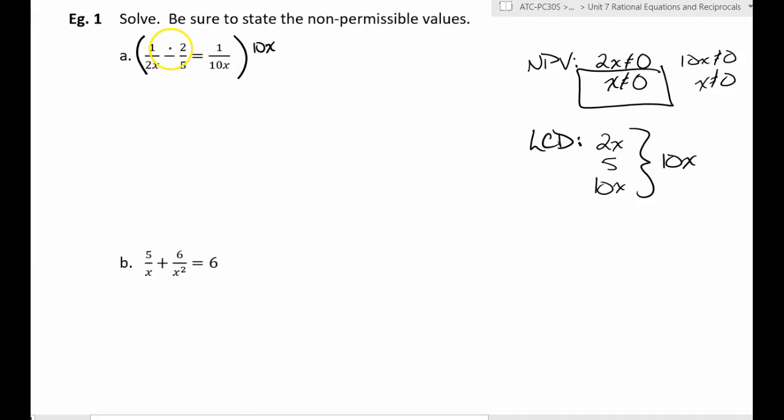So you can write it out like this. You can also, and how I usually do it personally, is I'll write it in times 10x. And I write it in for every term so that I never forget to multiply by a specific term. So every term gets multiplied by that lowest common denominator.